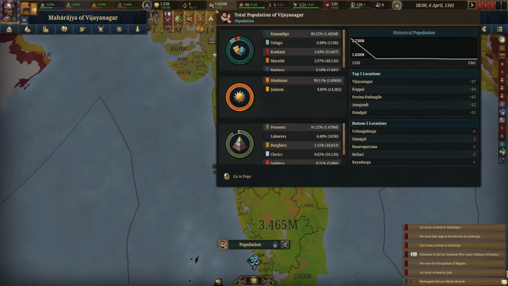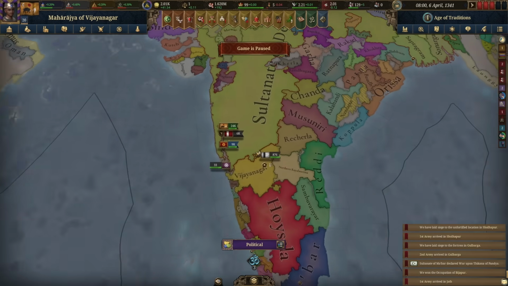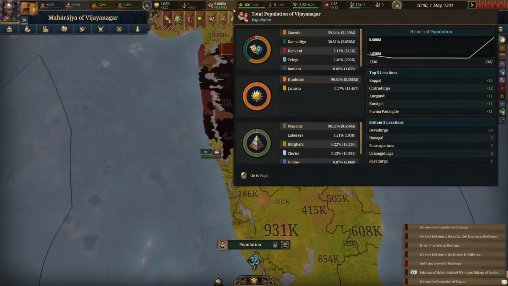And now let's take a look at our population. We have 1.6 million population, right? And then when we free the slaves, we're going to have to wait for a month tick. And there we go. The month tick has happened. It does work. We've just gained 6.98 million people.